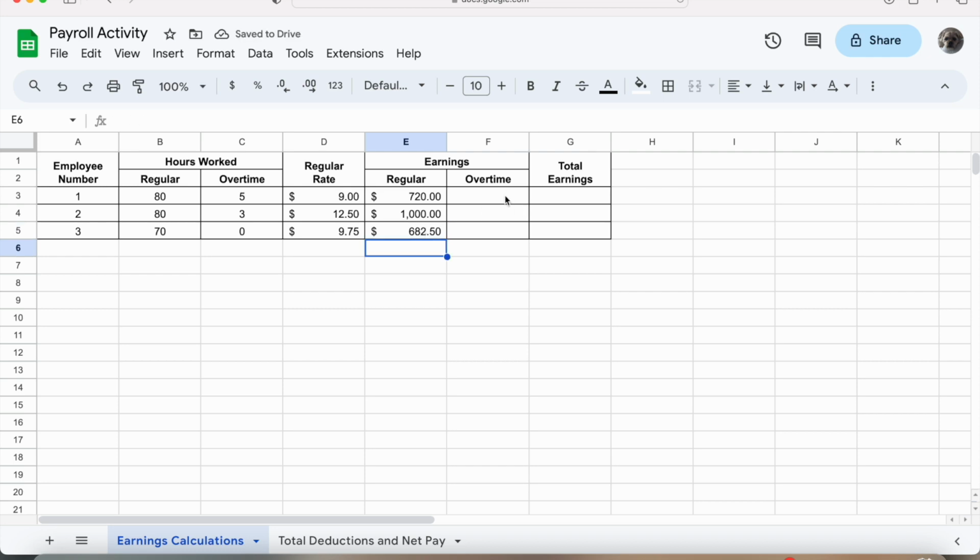Next up, we're going to calculate overtime earnings. The way we do that is by taking the regular rate and multiplying it times 1.5. From there, we're going to multiply that number times the number of overtime hours worked.